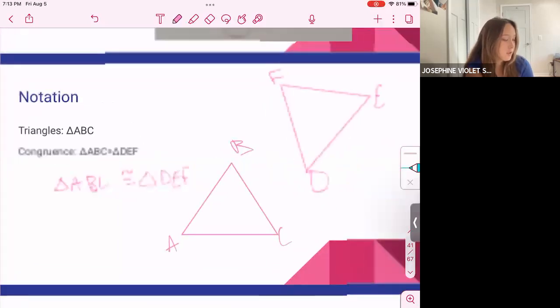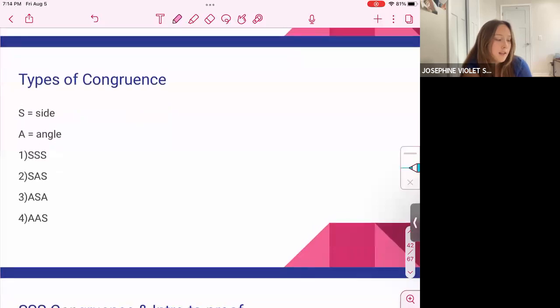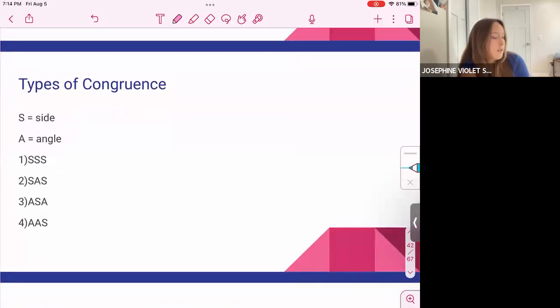So let's get into some types of congruence. These are the four different kinds, four different methods of proving that two triangles are congruent. So the letter S always stands for side and the letter A always stands for angle. First method is SSS or side, side, side. Second method is SAS, side, angle, side. Third method is angle, side, angle. And fourth method is angle, angle, side.